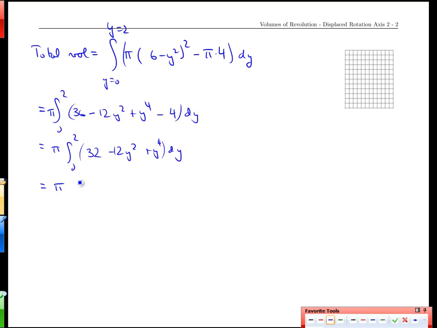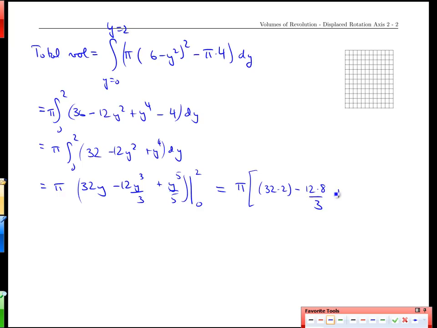This should be in y to the 4th. And 32y minus 12y cubed over 3 plus y to the 5 over 5. And that evaluated at 2 and at 0. If we do that, we get pi times 32 times 2 minus 12 times 8 over 3 plus 2 to the 5 over 5. All of that minus plugging in 0 gives us 0, 0, 0. Fortunately, that's nice and simple.